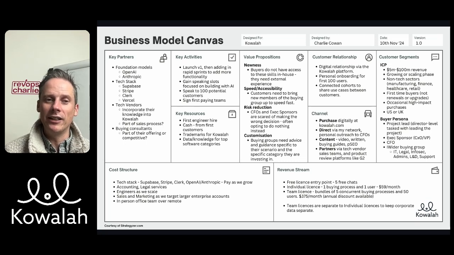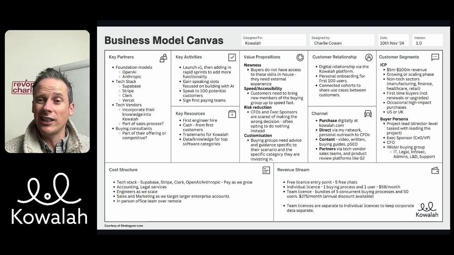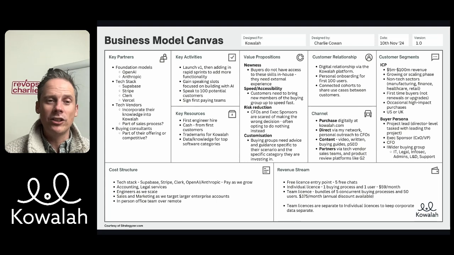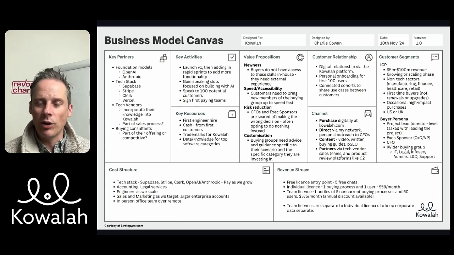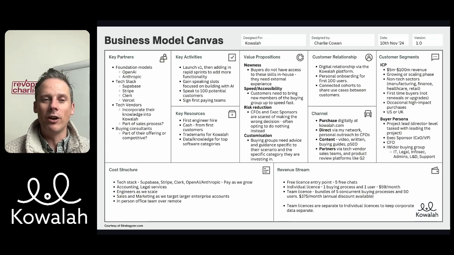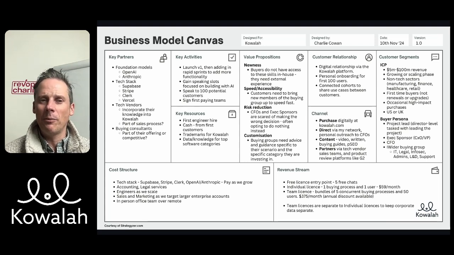So technology vendors, could this be something that they use as part of their own sales process? You know, how better to help your buyers to buy than give them a platform like Kowalah that is going to help serve them up and reduce the risk towards the end of their buying process? Could we partner with those technology vendors to incorporate their knowledge into Kowalah in terms of pricing or data sheets or demos and so on? And then I'm also thinking about buying consultants or procurement consultants.